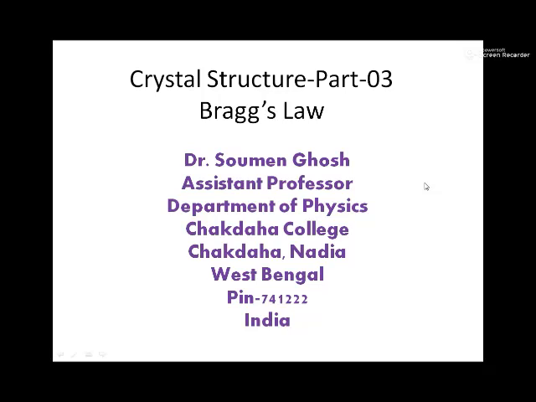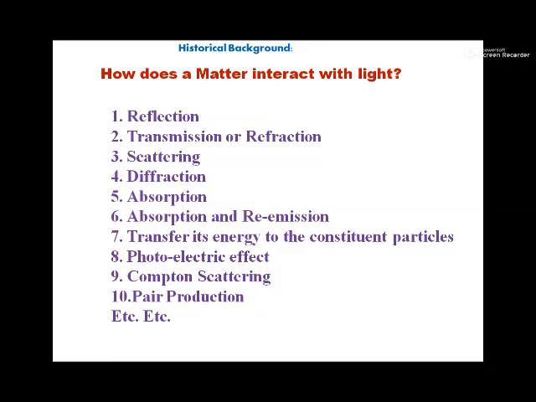our basic physical optics class that matter basically interacts with radiation in different ways. Some of them we have already learned, some we learned from our quantum mechanics class, that when radiation, basically light, is incident on matter, it goes through different types of natural phenomena. It may be reflected, it may be transmitted, it may be scattered, it may interfere, it may diffract, or some part may be absorbed and re-emitted, which is known as scattering, elastic scattering. Some of its energy is transferred to the constituent particles. And not only that, there are some quantum mechanical phenomena like the photoelectric effect, Compton scattering, pair production, etc.